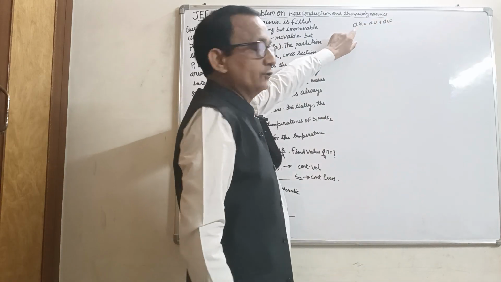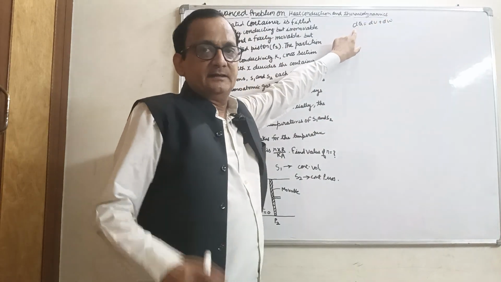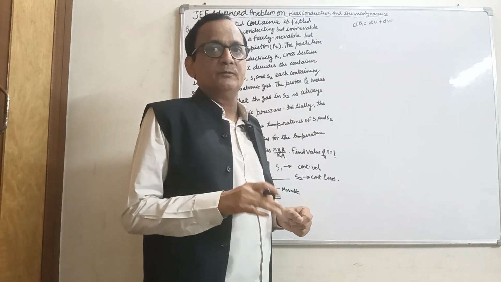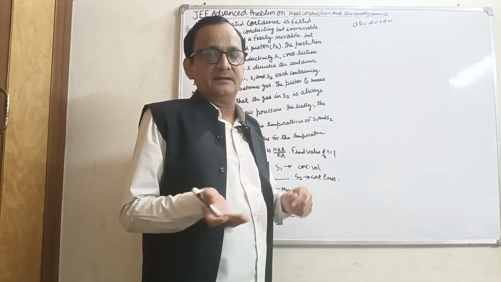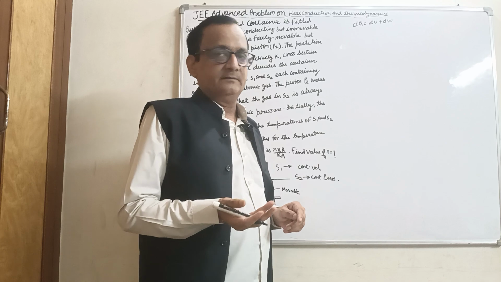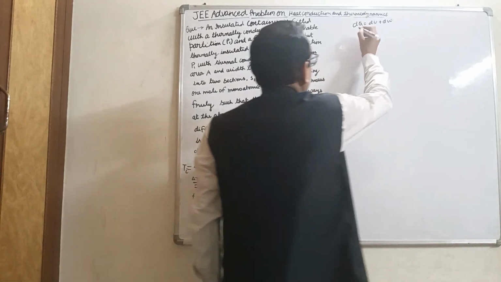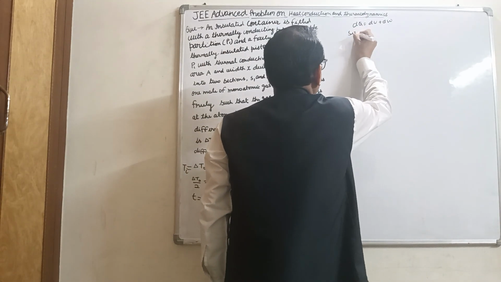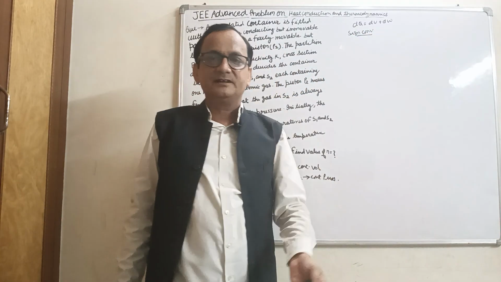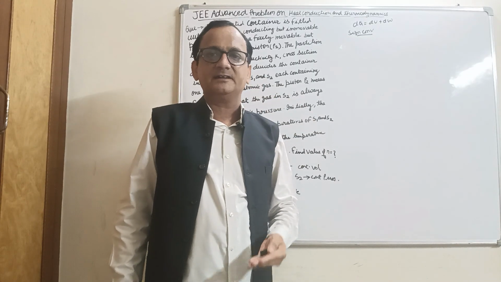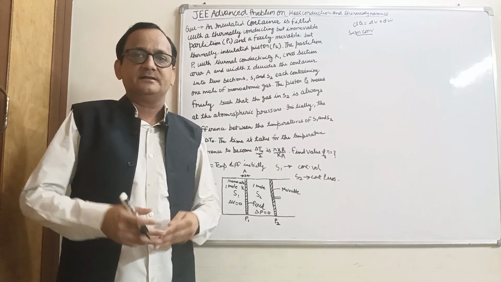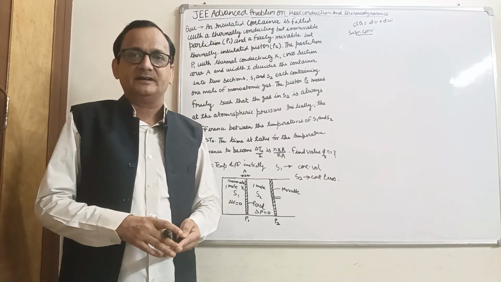Here dq is supplied: if the system absorbs heat, the heat would be positive, and when the system rejects heat, the heat would be negative. So the sign convention: heat supplied to the system or heat absorbed by the system is taken as positive, work done by the system is positive, and work done on the system is negative.